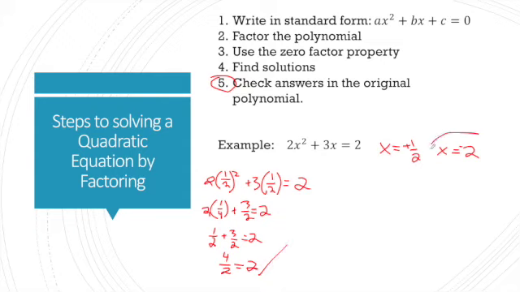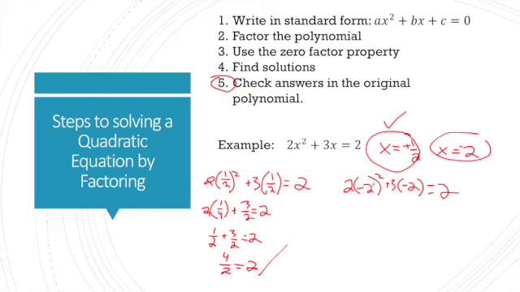All right, so this is one of our solutions. Oops, sorry guys, I circled the wrong one. This is one of our solutions. Now I need to check when x equals -2. So I have 2 times -2 squared plus 3 times -2 equals a positive 2.